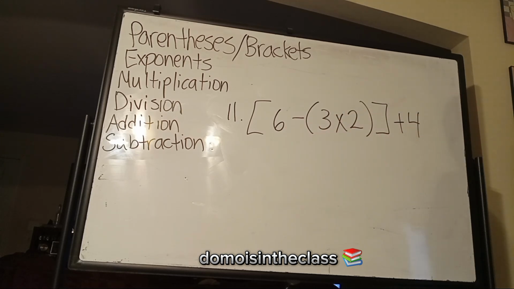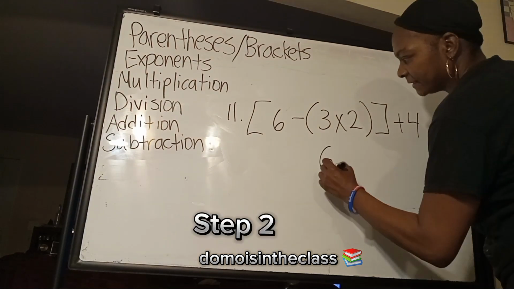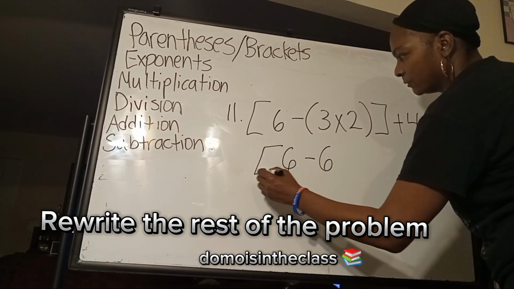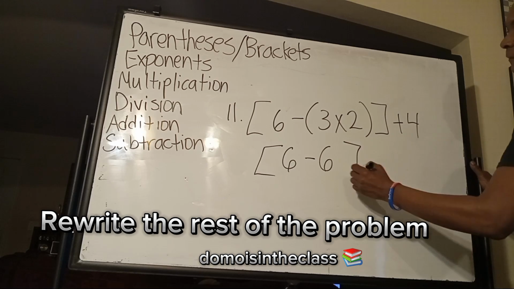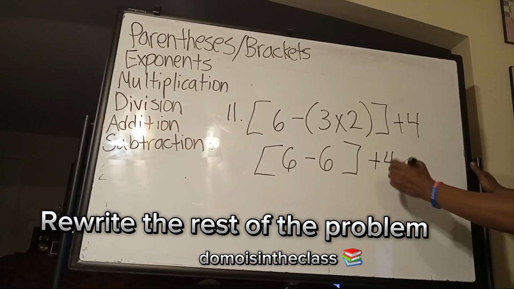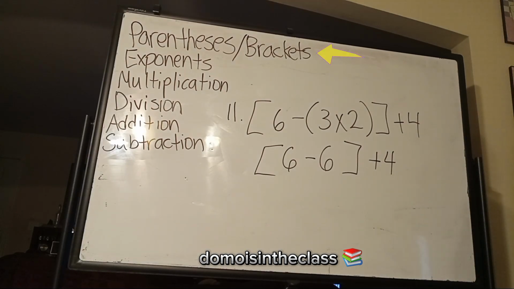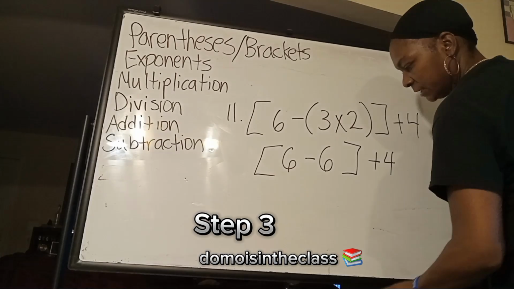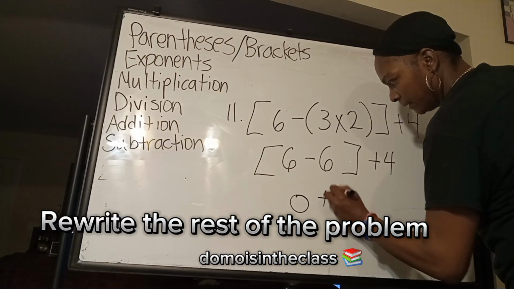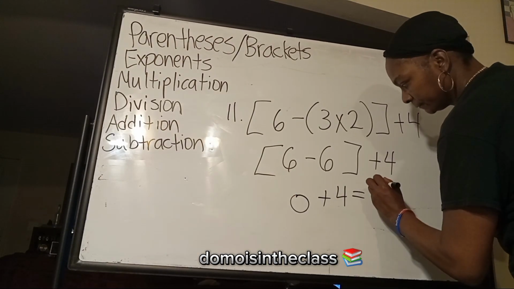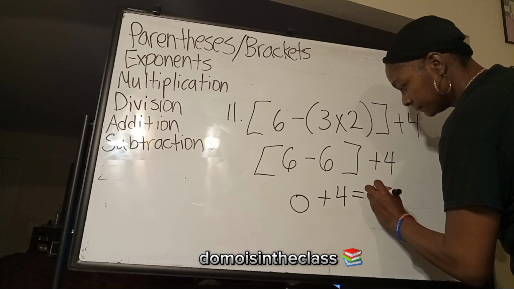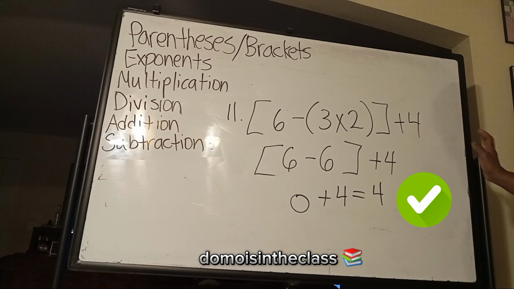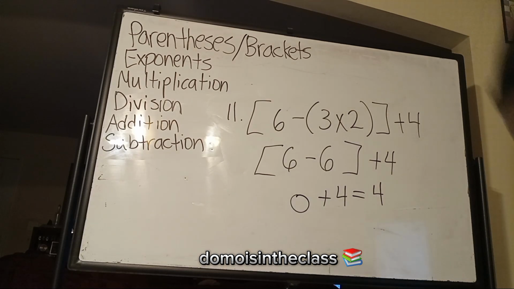So 3 times 2 is how much? 6. There we go. So we have 6, take away the 6, close bracket, plus 4. So remember, the brackets have to be done first. So what's 6 take away 6? Equals 0. So we get 0 plus 4 equals 4. There we go. The answer is 4. We're not multiplying, we are adding. Great job.